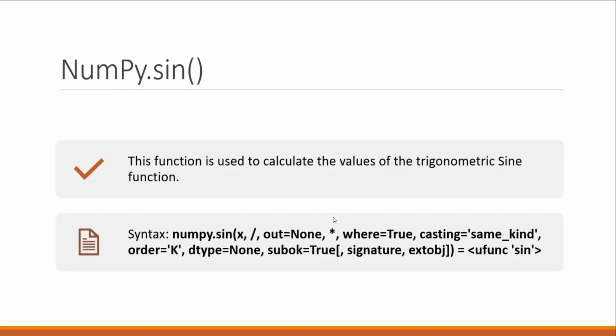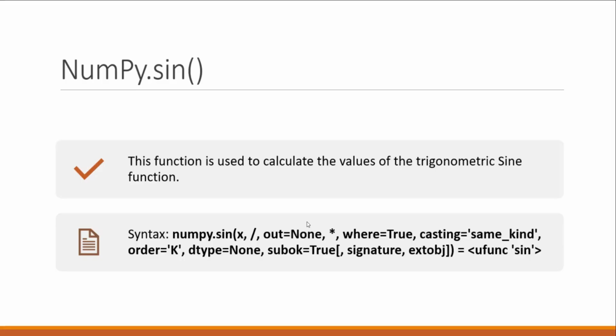So here is the syntax of the numpy.sin function. There are only 4 parameters which we are going to use in our example. The first parameter is x. This parameter specifies the input array on which the sine function will be implemented. The next parameter is out. By default it takes a None value and it is an optional parameter.